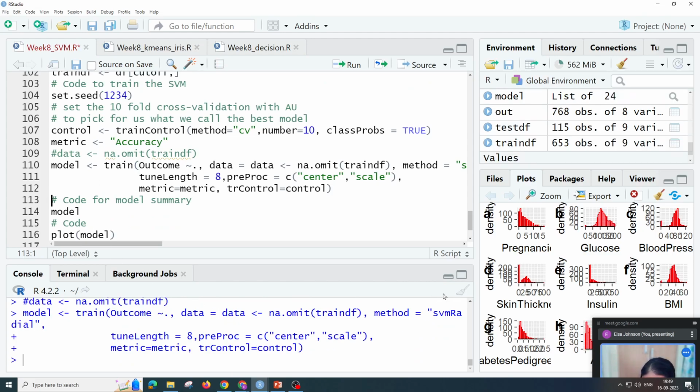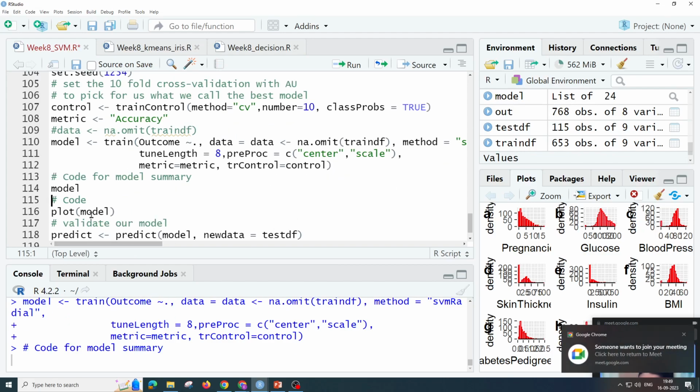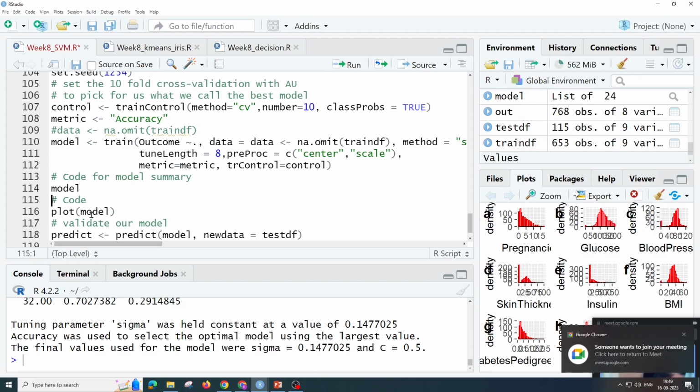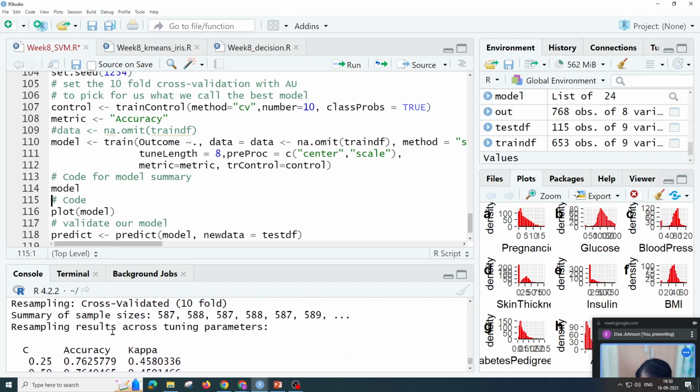It has trained, and we'll see how the model looks like. Just wait a moment. Many people are still joining. Okay, so the model looks like this.